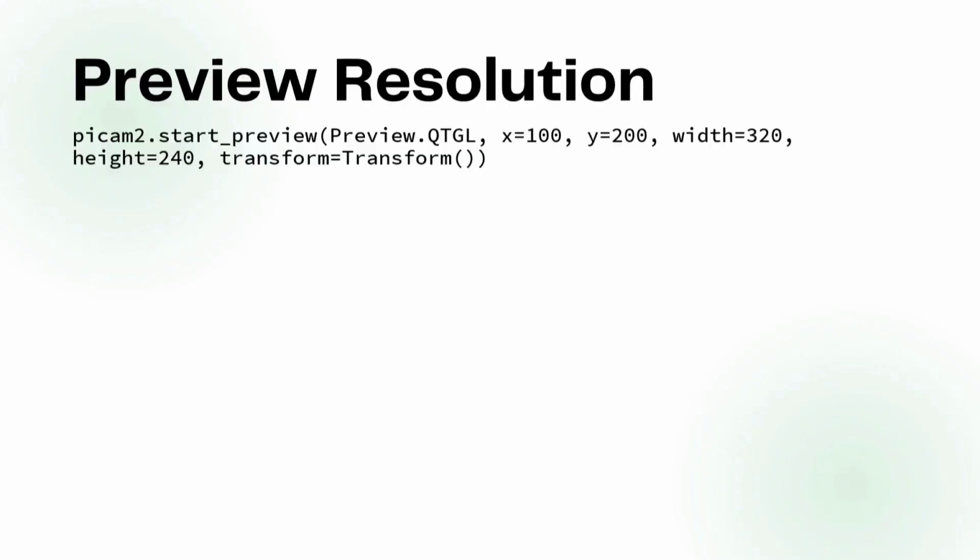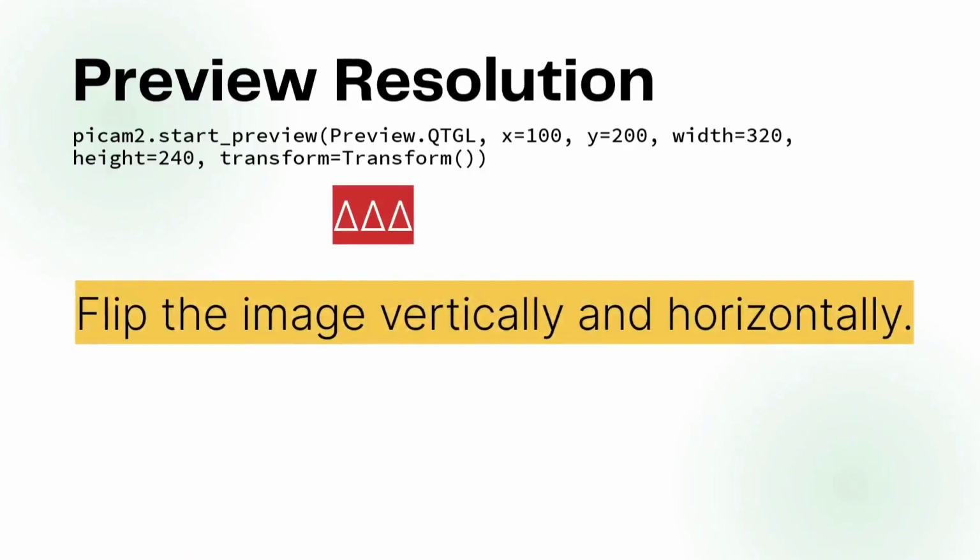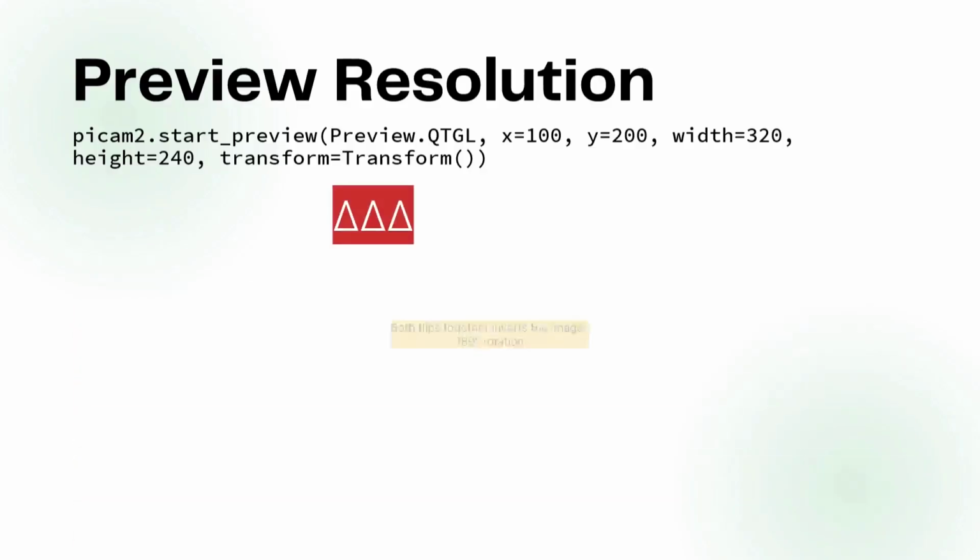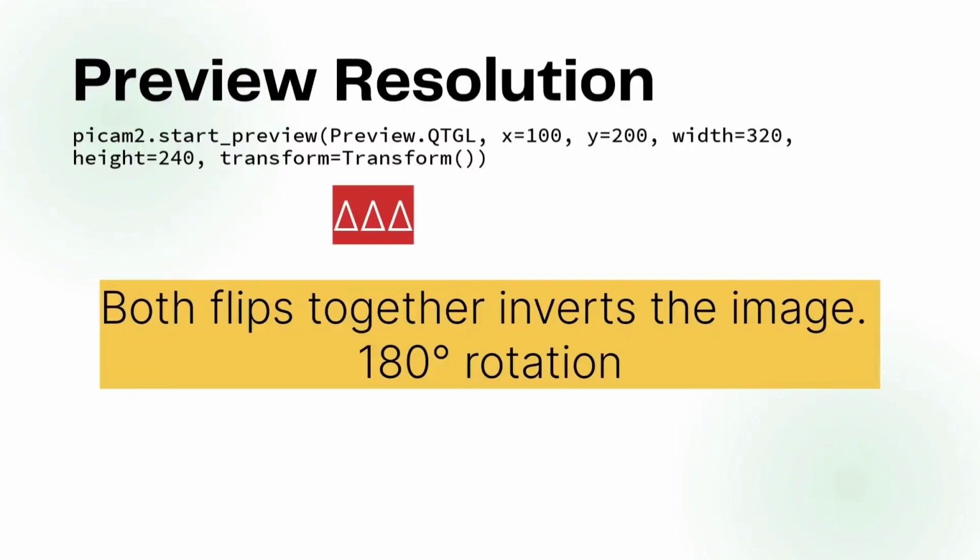In our previous exercise with the picamera 2 library, you may have noticed that the resolution is 640 by 480. Let's change it. Let's begin with the preview window. Use the following command to change the window resolution and window start point. The last argument, that is the transform argument, is used to flip the image horizontally or vertically. Doing both flips causes the image to invert. That is 180 degrees rotation.